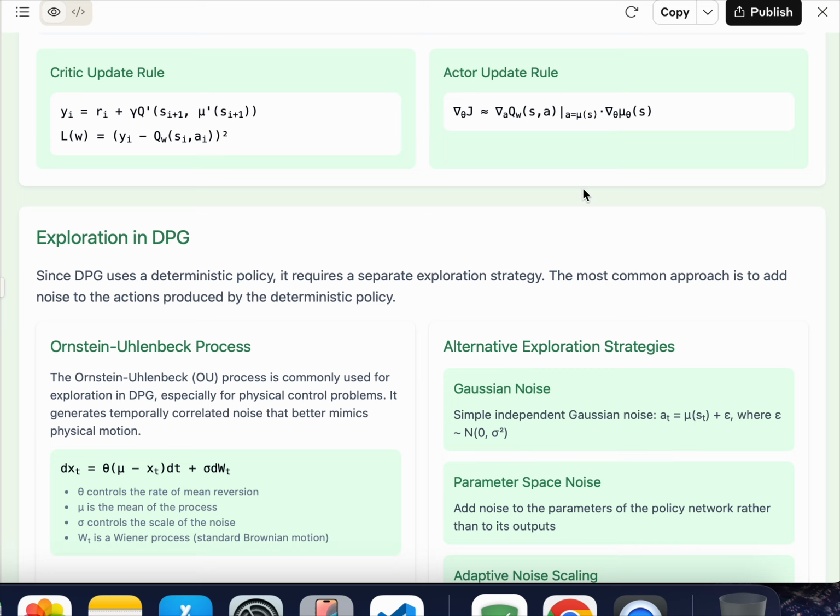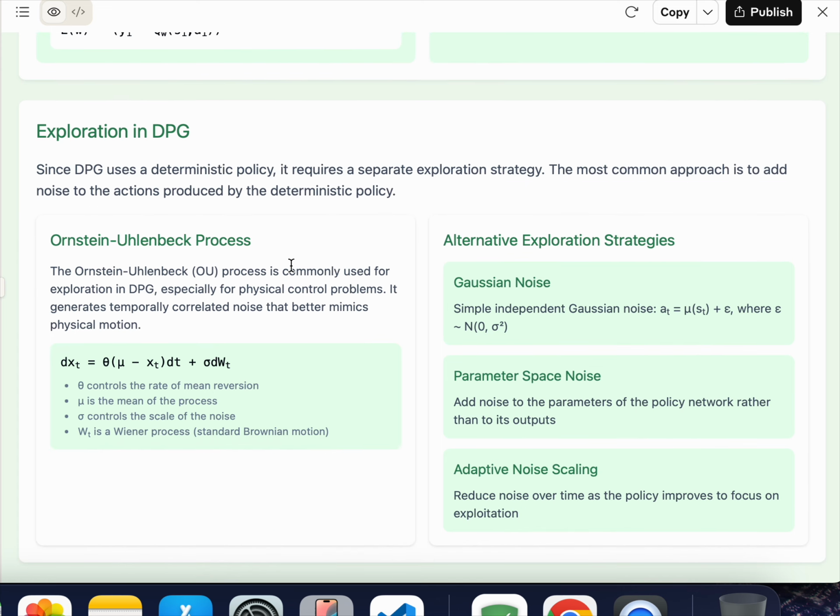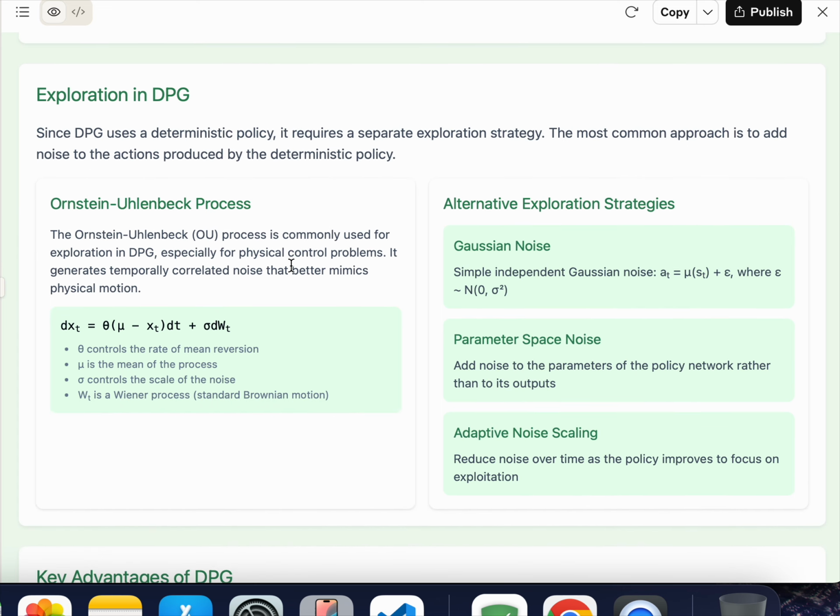The actor's gradient is given by this, you can see. And again, this is just the chain rule. How does Q change with the action, and how does the action change with the actor parameters? And let's move on to exploration.